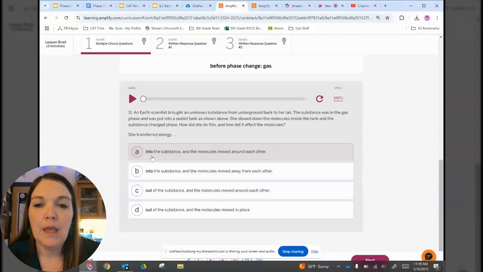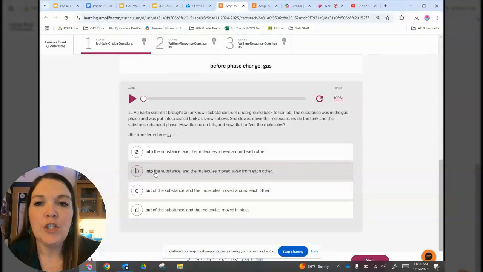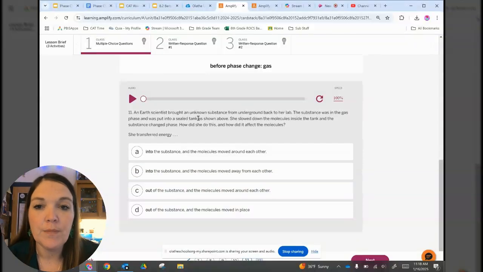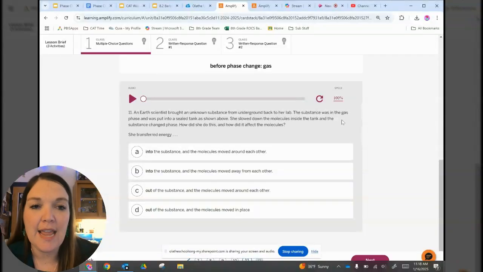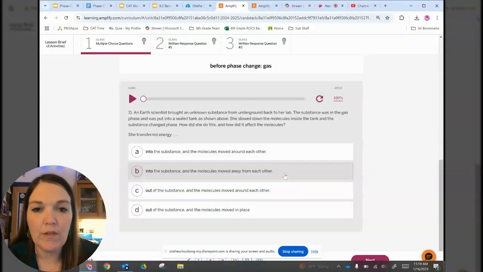Okay, looking at B, she transferred energy into the substance and the molecules moved away from each other. Okay, so this one in both instances is wrong because if you are slowing down the molecules, you are not transferring energy into the substance, you are transferring energy out. And when the substance is in a gas phase, that is when the molecules are moving away from each other. We are moving from a gas into a liquid phase, so that means they would be moving around each other. So B is also incorrect.